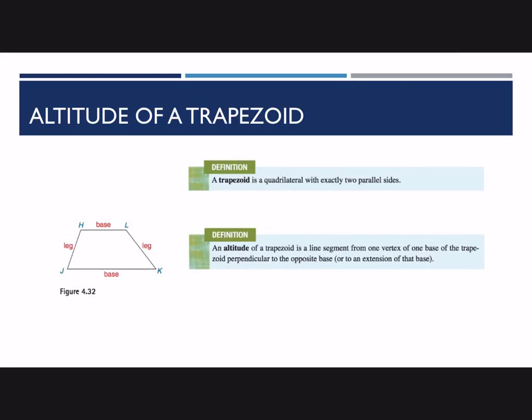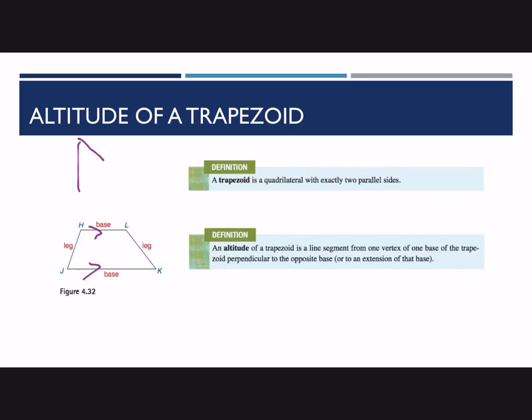All right, altitudes of trapezoids. So we've talked about altitudes before, but not for trapezoids. All right, so just a review of the definition. A trapezoid is a quadrilateral with exactly 2 parallel sides. We consider those parallel ones to be the bases. So in this diagram, it's HL and JK that are parallel to each other. And those are called the bases even if the trapezoid is oriented differently.